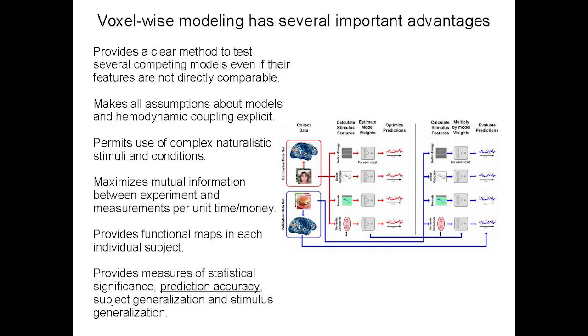Okay, so this approach provides a clear method to test several competing models, makes all assumptions about the models explicit, permits use of complicated natural stimuli, which means you can generalize to natural stimuli. This is a complicated arcane thing I won't get to. It provides functional maps in each individual subject. We do this at the individual subject level. And we get prediction accuracy and generalization.